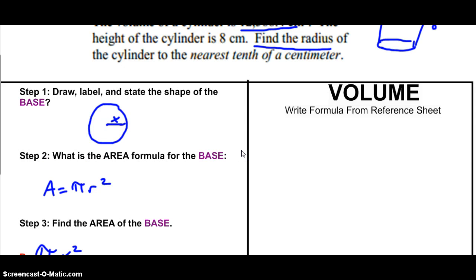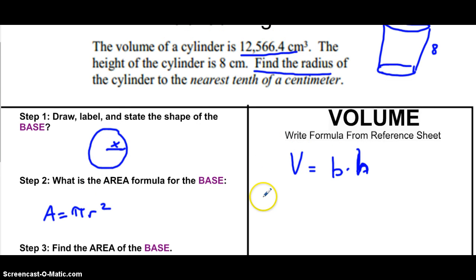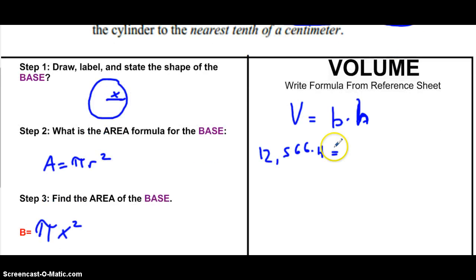Now we're going to just plug everything we know into the formula. So it's V equals base times height. So what do we know right now? We know the volume already. That's been given to us. So when we're back solving, we already plug in the volume. So that's 12,566.4. Okay? We know our base, which is given right here, is pi times x squared. And we know the height is 8.